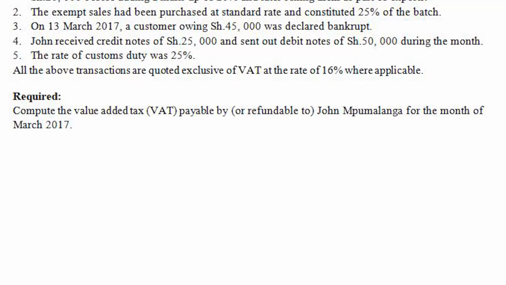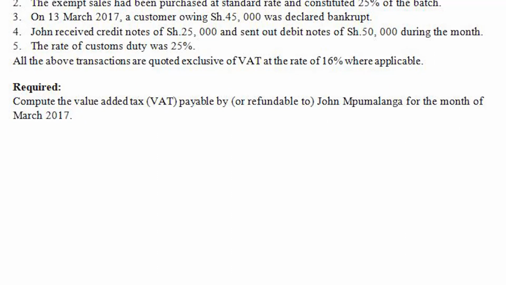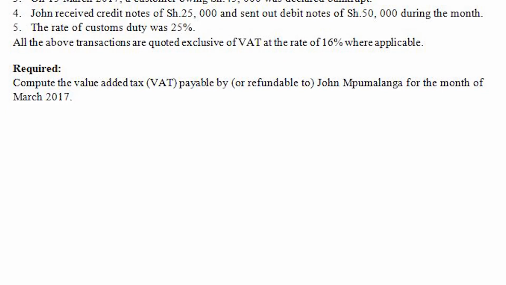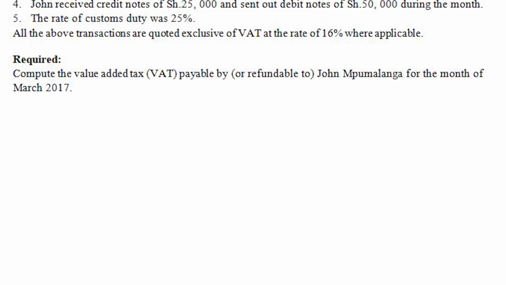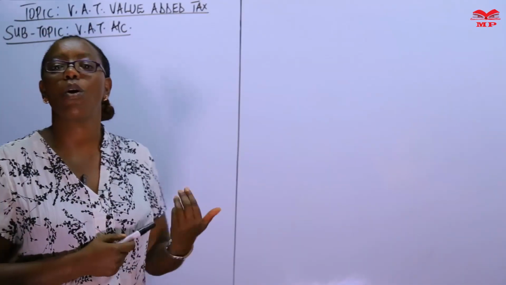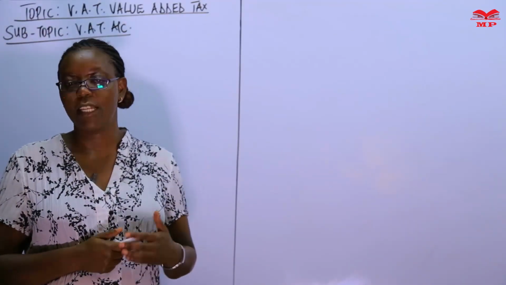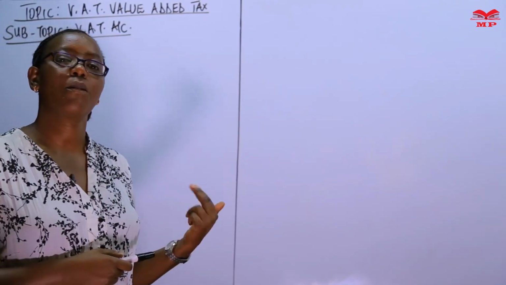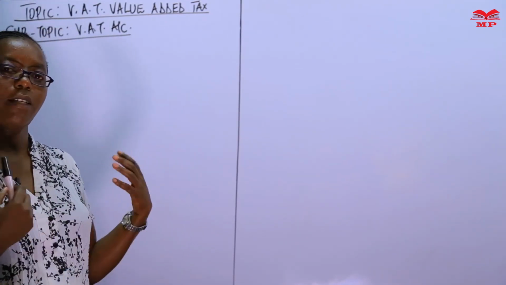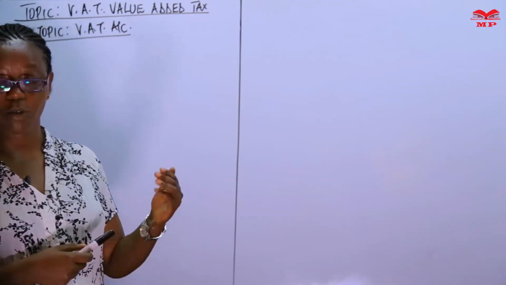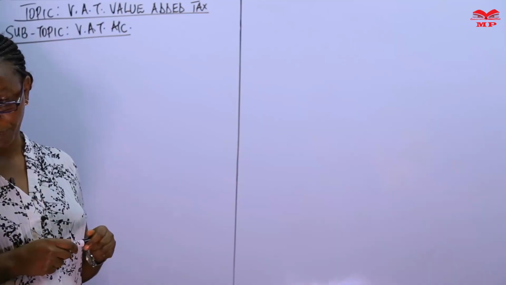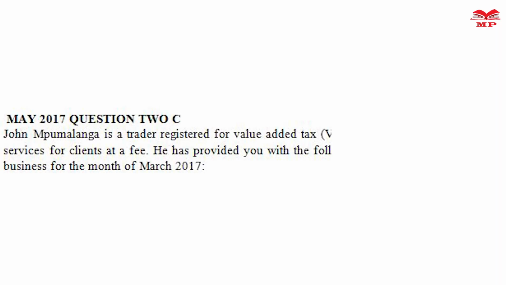Required: compute the value added tax payable by or refundable to John for the month of March 2017. That is our question for today. We're going to reread the question and discuss. As we discuss this question, we're going to revisit past lessons and recall what we have learned so that we may be able to apply it to the question at hand. So again, we go through it so that we discuss it.